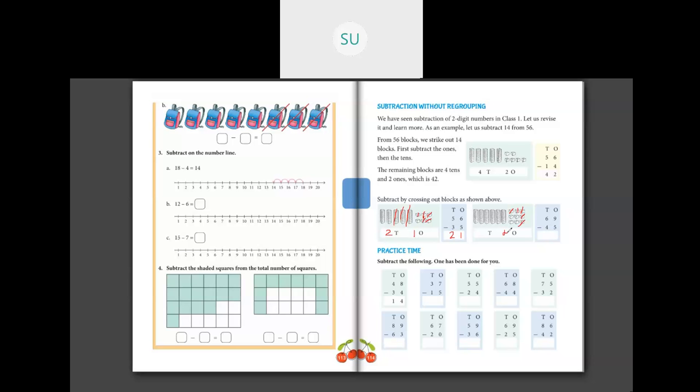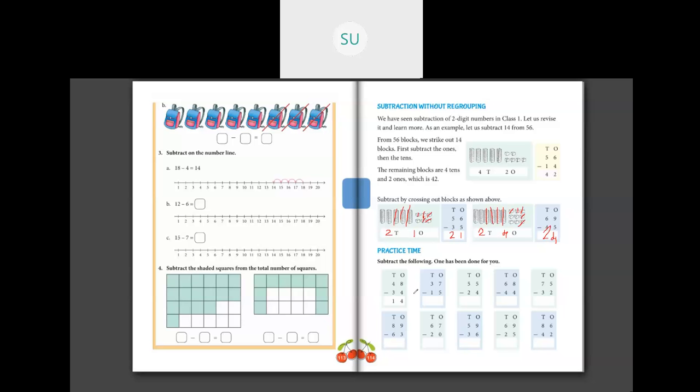So we'll write 4 here. Then in tens we have 6 and we have to subtract 4. 6 minus 4. So we have to strike out 4 tens: 1, 2, 3, 4. How many tens are left? 2 tens are left. So 2 tens and 4 ones. How much is 2 tens and 4 ones? It is 24.